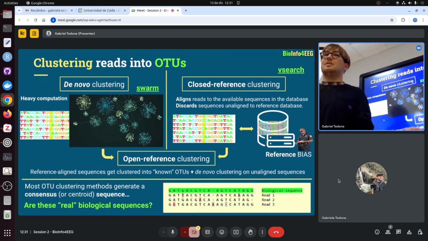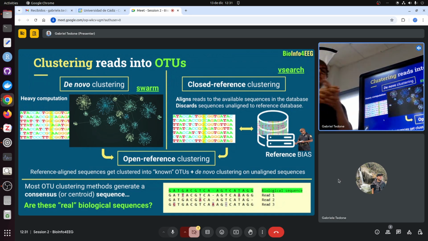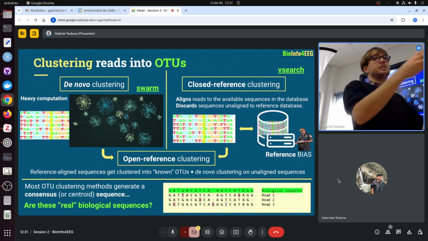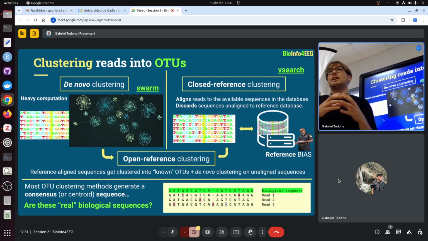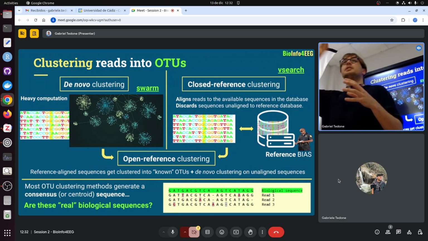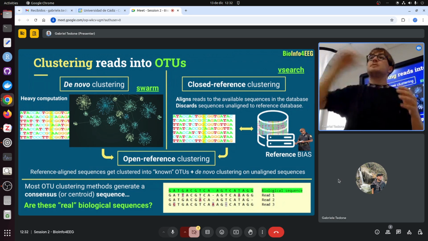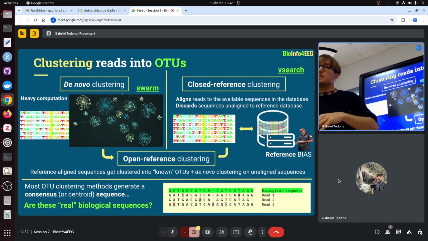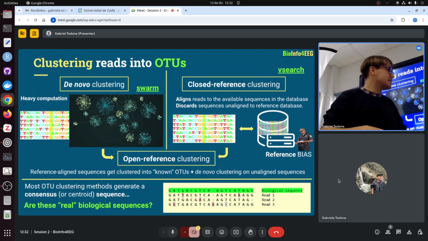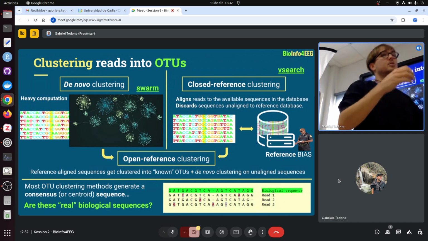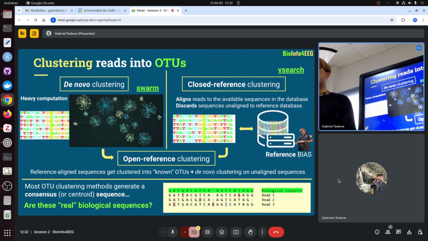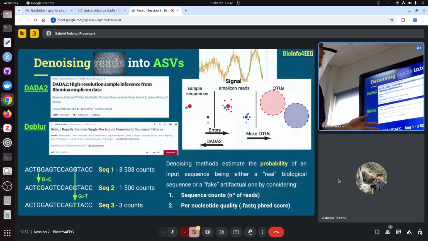Probably not. It is a consensus sequence. It will depend on your original data. And if someone else does another study or even resequences your same sample, they will get different reads, and their consensus sequence representing the OTU will be different. So this is a bit of a downside of OTUs. This is why denoising appeared.